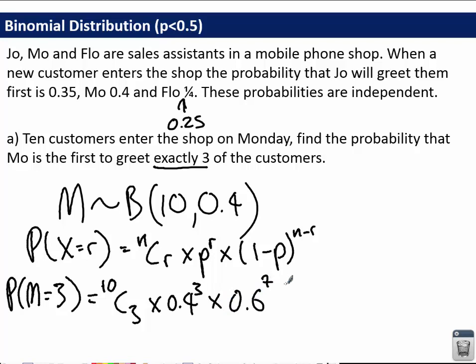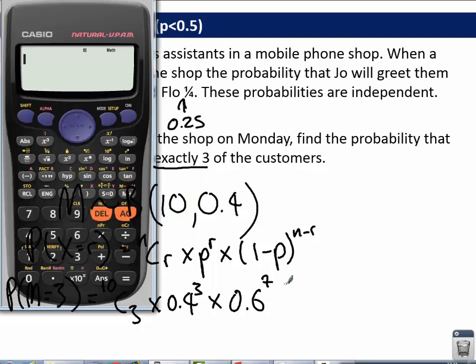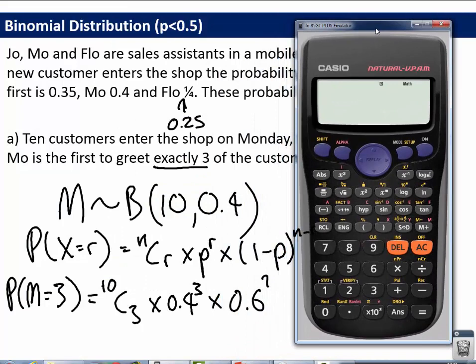Now, to work something like this out, you use your calculator. So get your calculator up and work this out. n choose r is this button over here. So we've got 10 choose 3 times 0.4 to the power 3 times 0.6 to the power 7. And that gives us an answer of 0.214990848. Right, let's get that answer down.